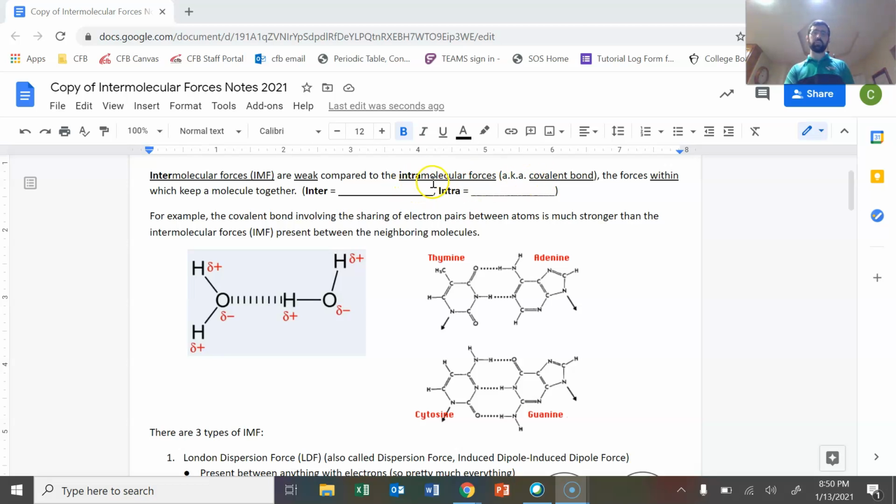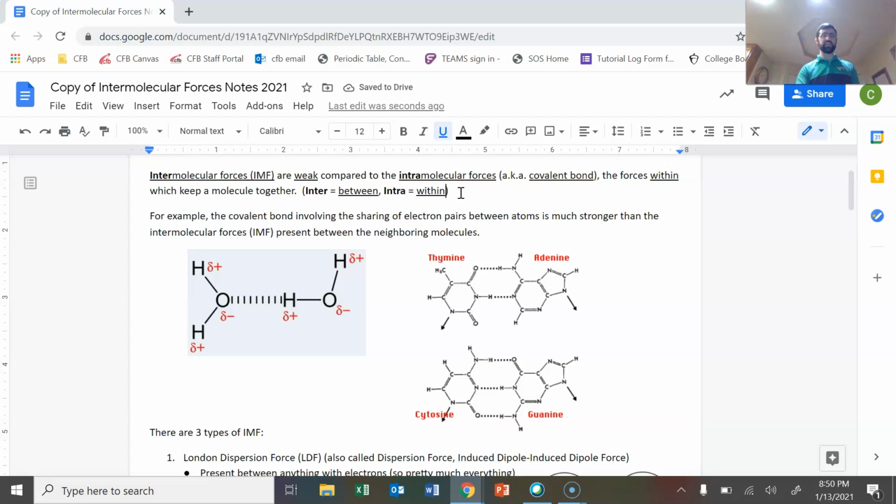So an intramolecular force is a covalent bond, for example. That's the forces within which keep the molecule intact in one piece. It keeps them together. So inter, keep in mind, inter means between. Intra means within.